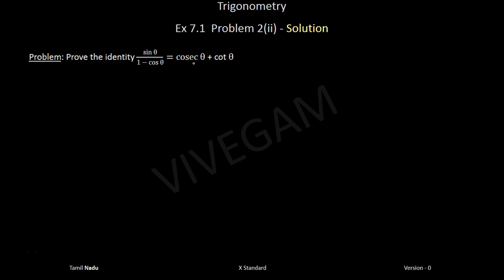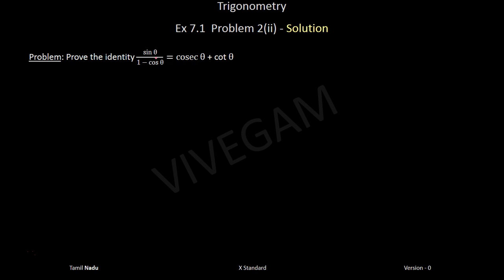If you look at it, you have this 1 minus cos theta. Whenever you get a fraction divided by a minus b, it's easy to multiply and divide by just the opposite of this. If it is 1 minus cos theta, you multiply by 1 plus cos theta over 1 plus cos theta. Then you apply a plus b into a minus b equal to a square minus b square formula, and simplify it, you'll be able to get the right answer.